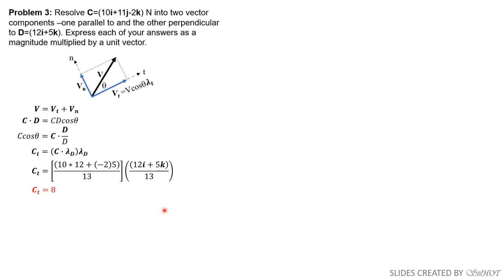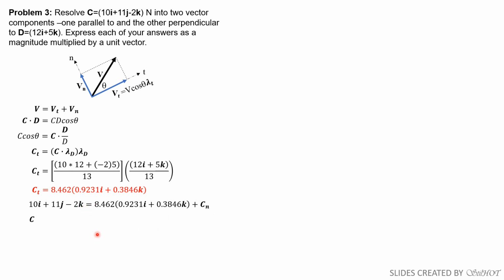Simplifying, C sub T equals 8.462 times the quantity 0.923 I plus 0.3846 K. This is the unit vector. So that's the answer. This is 12 over 13 plus 5 over 13. That's the value, and the value in brackets is equal to 8.462. So we now substitute it here. So C is equal to C sub T plus C sub N. This is vector C, this is C sub T, and plus C sub N.